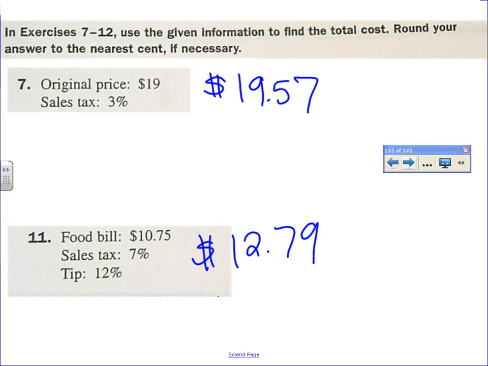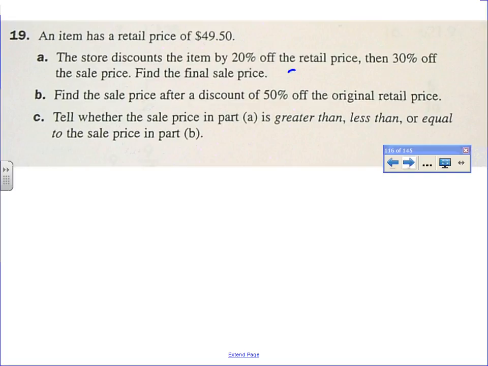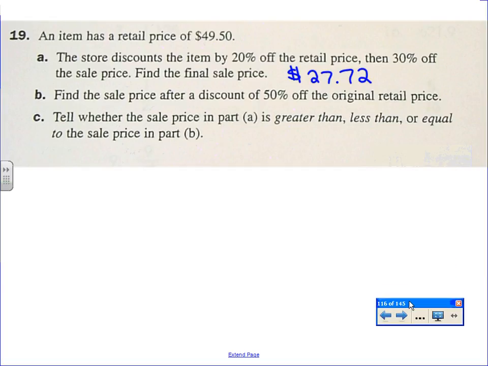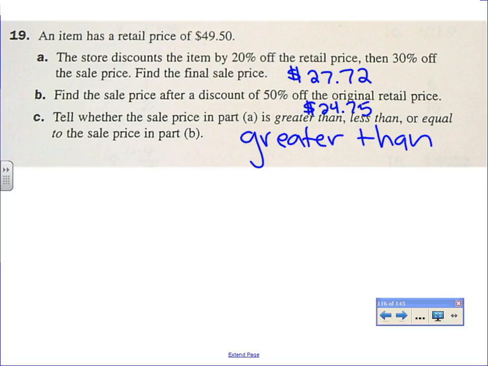Number 19A, Ben. $27.72. Is that what you said? Okay, good job. Part B, Josh. Good job. $24.75. Very good. I'm impressed. And then Grace, Part C. Good job. Wow, very good. This must be better than 2 days ago. Camille.